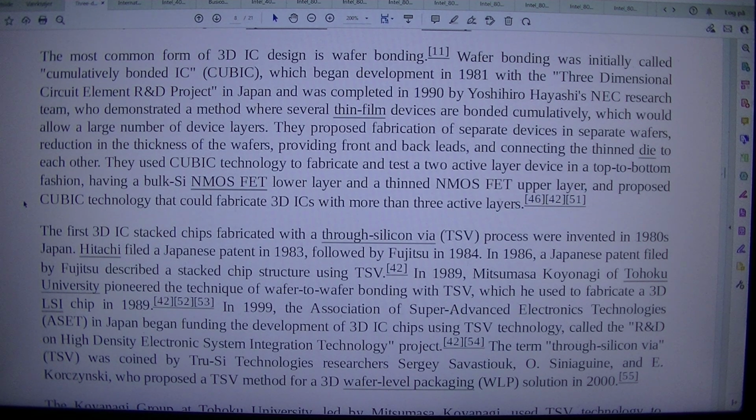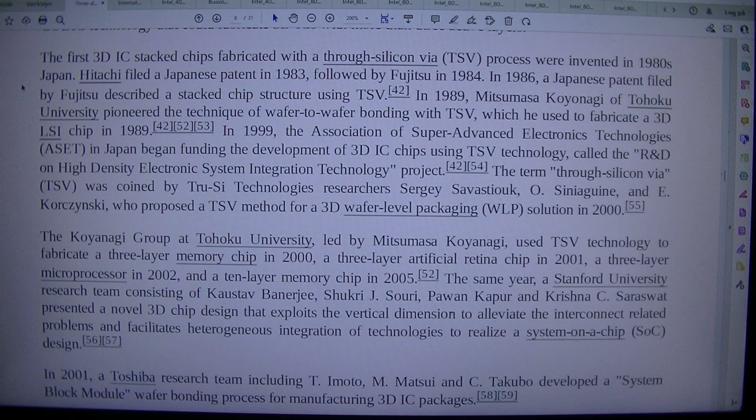The first 3D IC stacked chips fabricated with a through-silicon via, TSV, process were invented in 1980s Japan. Hitachi filed a Japanese patent in 1983, followed by Fujitsu in 1984. In 1986, a Japanese patent filed by Fujitsu described a stacked chip structure using TSV. In 1989, Mitsumasa Koyanagi of Tohoku University pioneered the technique of wafer-to-wafer bonding with TSV, which he used to fabricate a 3D LSI chip in 1989.